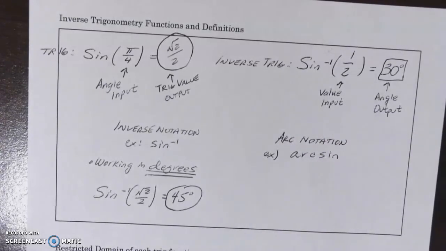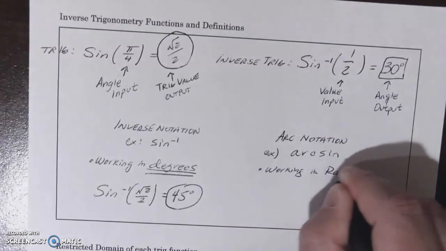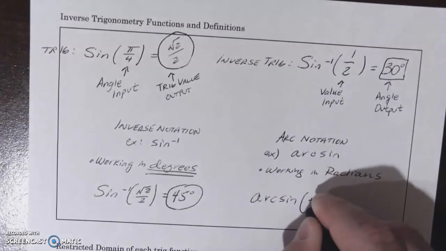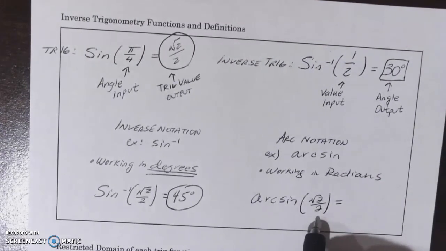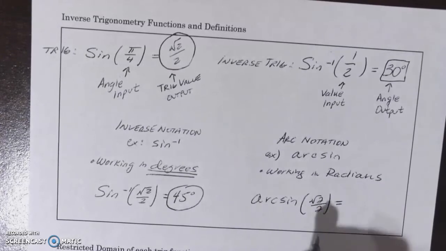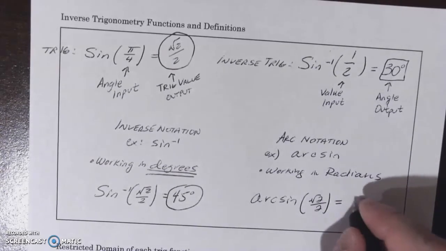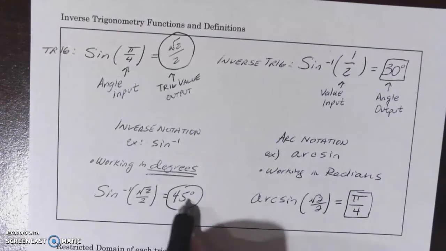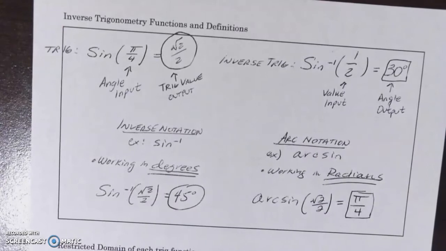Arc sine. Okay? This means we want to be working in radians. So if we asked you for arc sine of root 2 over 2, remember value input, the question you're asking yourself here is, at what angle between negative pi over 2 and pi over 2 has a sine value of root 2 over 2? Lucky for us, same question, same answer, different unit of measurement because of the two different types of notations.